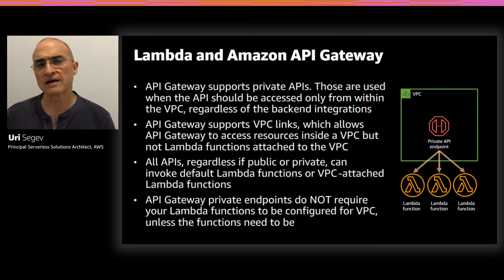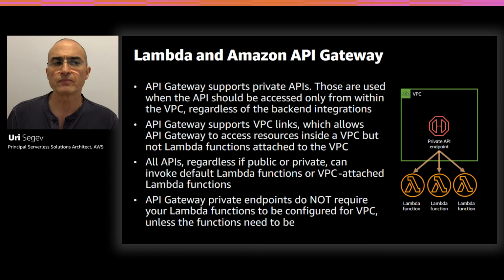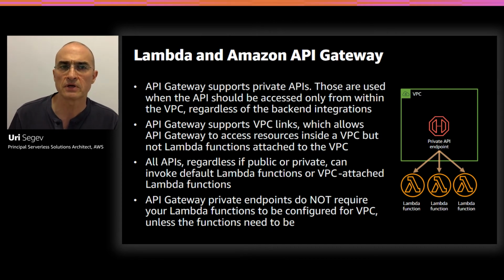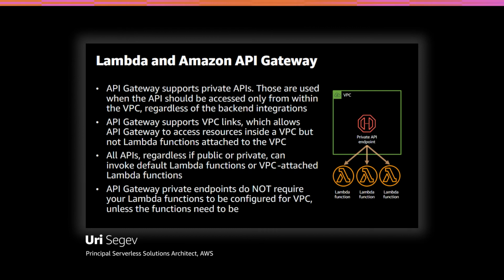A few words about Lambda and API Gateway. API Gateway supports private APIs, which means that only resources running inside the VPC can access the APIs, regardless of what the backend integration of those APIs is. They can access public resources or private resources. API Gateway also supports something called VPC Link that allows the API to access resources inside your VPC, again regardless of whether it is a public API or private API.